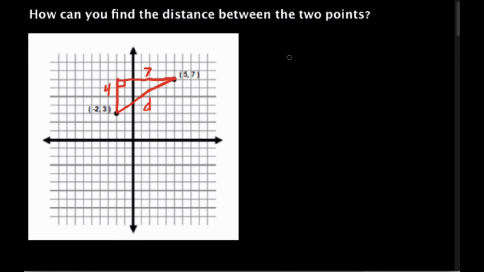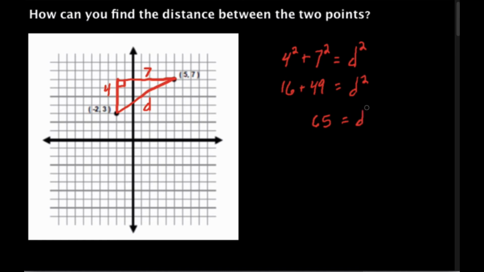So let's set up the Pythagorean theorem. So one leg is 4 units long, so we're going to square that. The other leg is 7 units long, so we'll square that. And that should be equal to the hypotenuse, or the distance between the 2 points, squared. So 4 squared is 16. 7 squared is 49. And the sum of 16 and 49 should equal d squared. So that sum is 65.